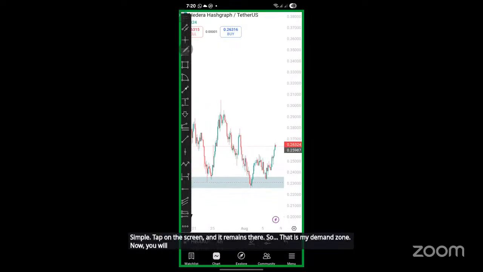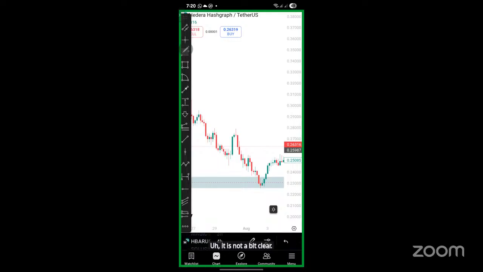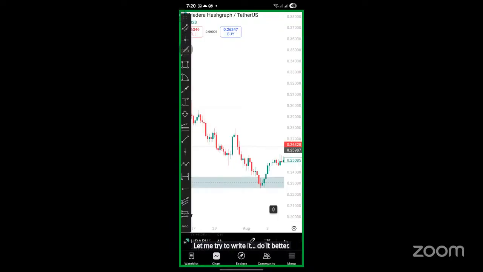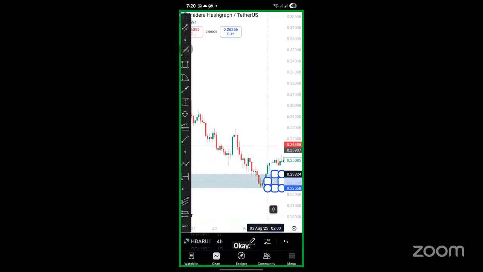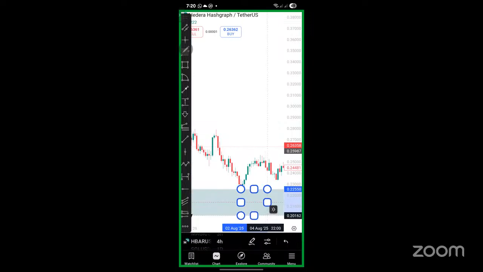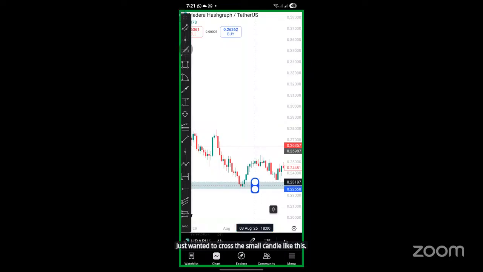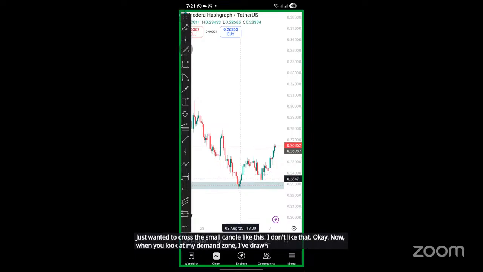Now you will see that the demand zone I've identified is not very clear. I just want it to enclose this candle, this red candle, okay? Let me try to do it better so that it will come out very well. I just want it to enclose that one small candle, around like that. Now, when you look at the demand zone I've drawn, I just wanted it to be here, but it's not clear.